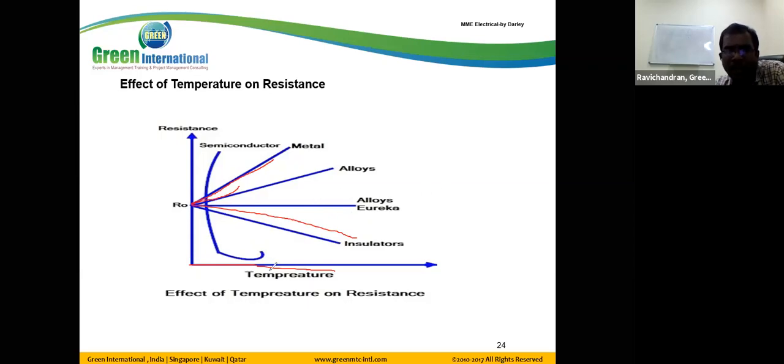And we have one metal alloy, Eureka. If temperature increases, the resistance does not change. So irrespective of the temperature, the resistance of the metal does not change. Okay. So now my question is, where do we use this metal?